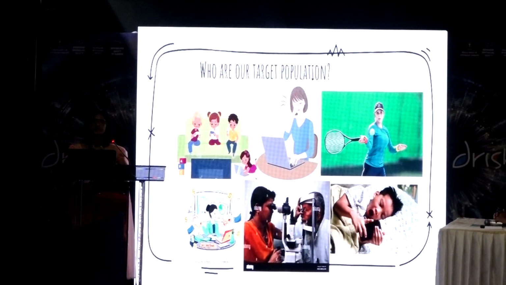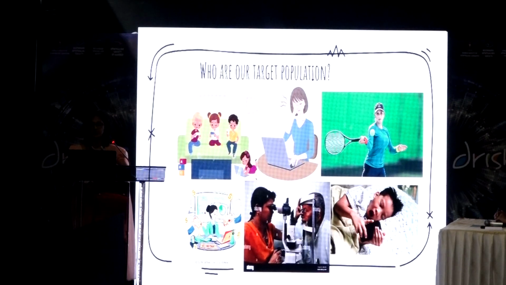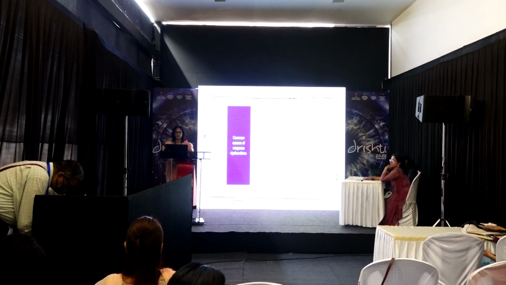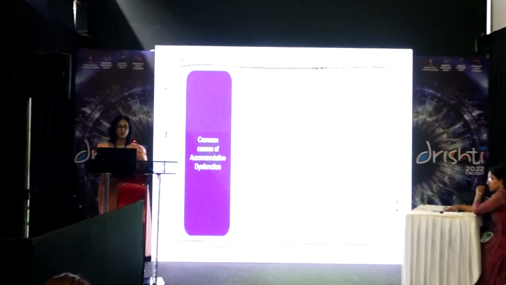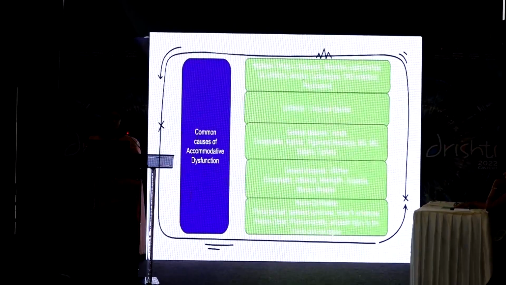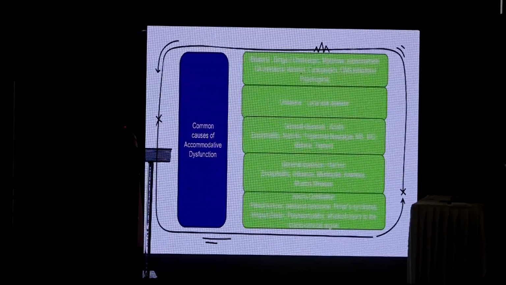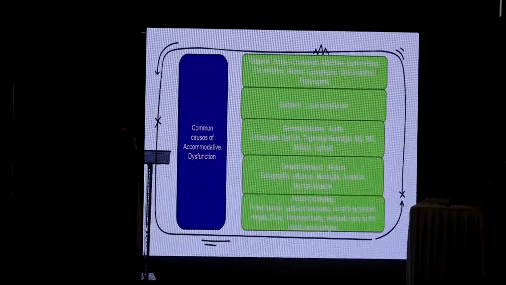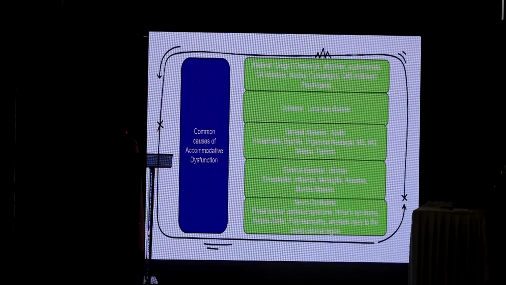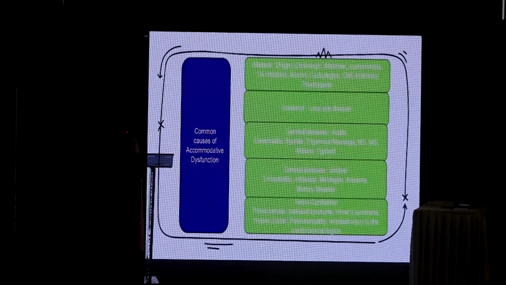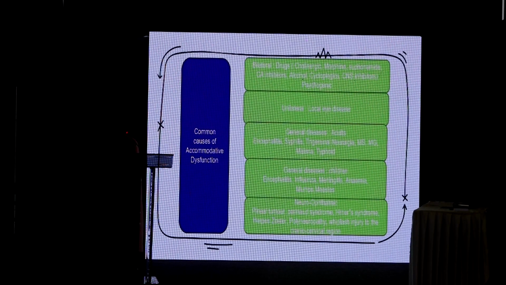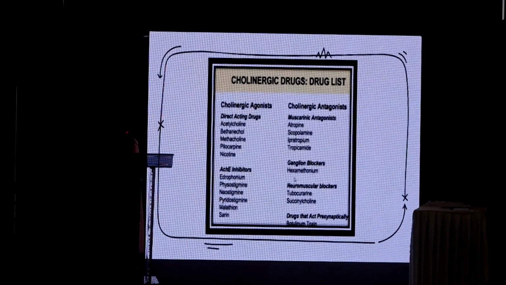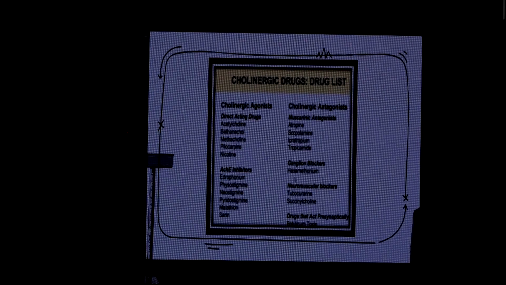So who are the people we are targeting? It may be school children, an IT personnel, a sports personnel, an accountant, or even you and me. As causes of accommodative dysfunction, you can have a few drugs which can cause bilateral NSBVA abnormalities, unilateral local eye diseases, and general diseases in adults like encephalitis, syphilis, trigeminal neuralgia, myasthenia gravis, etc. What is important is that if some people present with acute onset of NSBVA abnormalities, you have to remember all these conditions. This is a drug list which can cause accommodative dysfunction. You can keep it in your clinic.